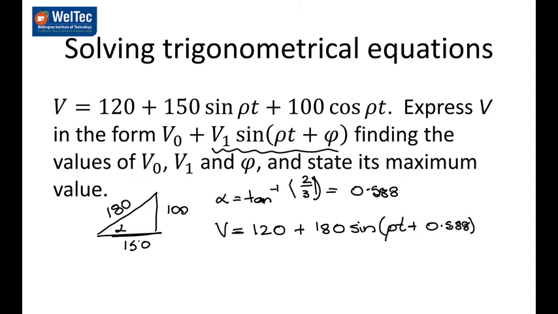And it says state the maximum value. This bit is going to be maximized at 1. The maximum value of sine is 1. So then it would be 180 times 1. So the maximum value would be 120 plus 180, which is 300 volts.